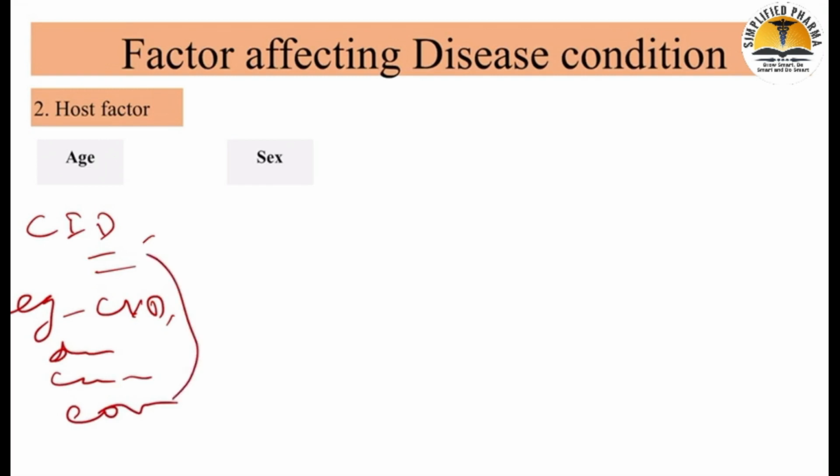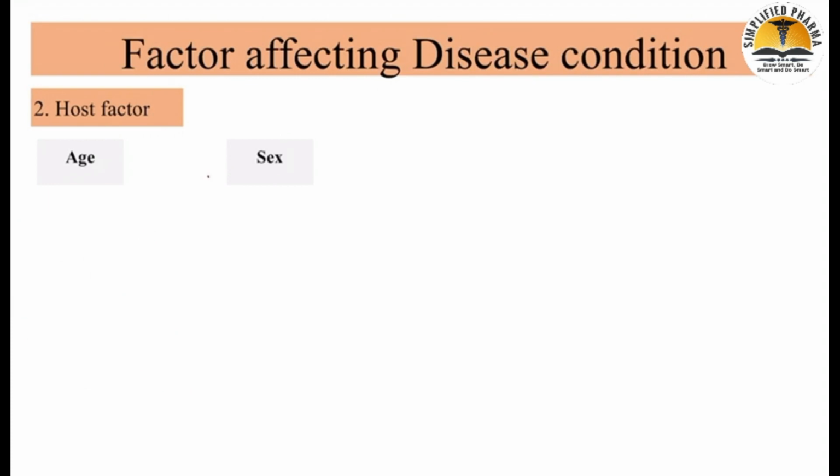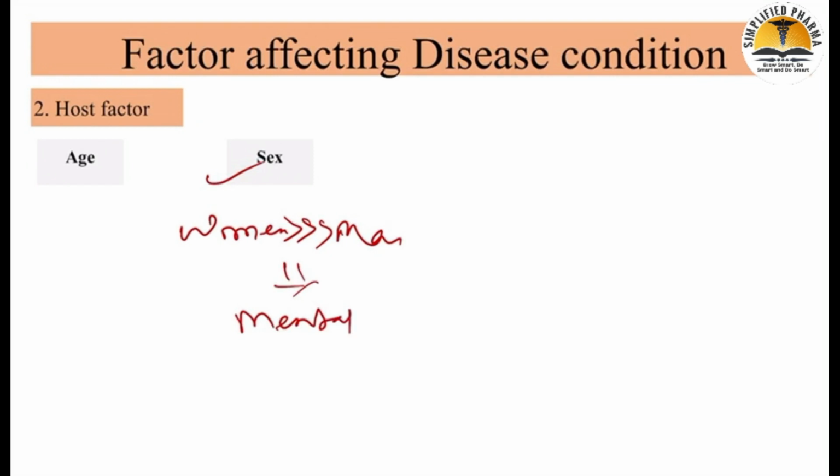COPD comes under chronic inflammatory diseases, and these may occur due to age. Now, if we talk regarding sex, women are 2 to 3 times more prone than men to mental health diseases, right? This is caused due to imbalance in their hormonal or reproductive levels.